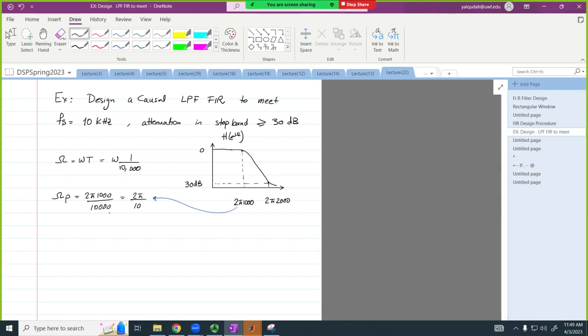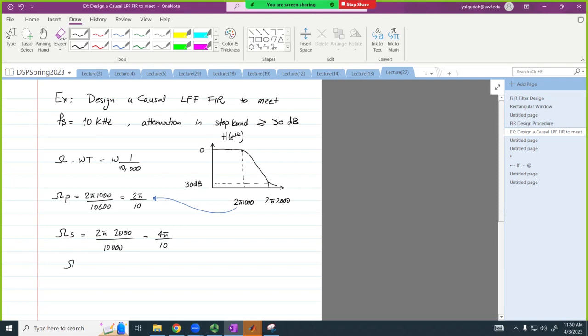Then we're going to have omega stop, which is going to be 2 pi multiplied by 2,000 over 10,000, which is going to be 4 pi over 10. And then from these two frequencies, we're going to calculate omega center, which is going to equal 2 pi over 10 plus 4 pi over 10 divided by 2, which is going to equal 3 pi over 10.